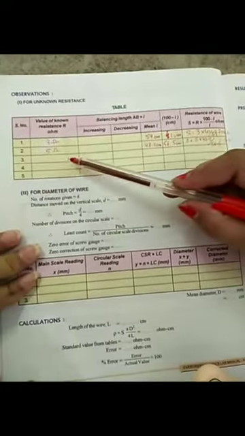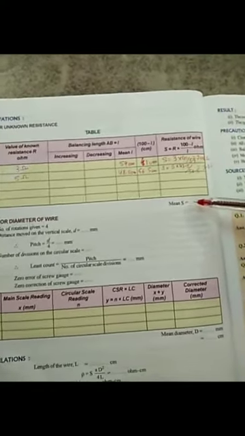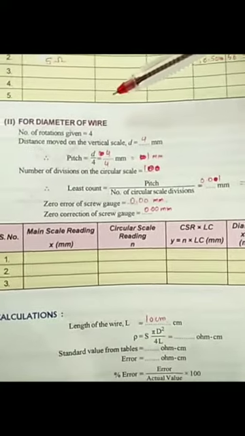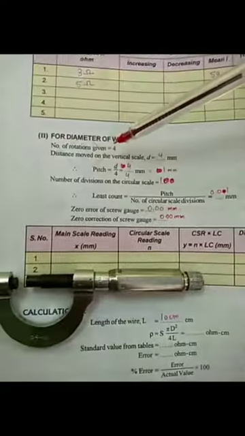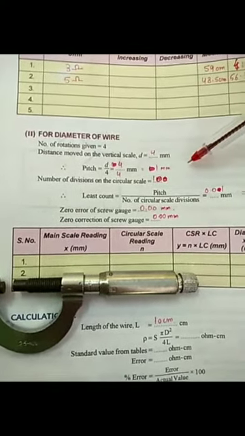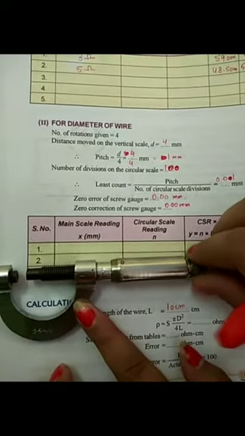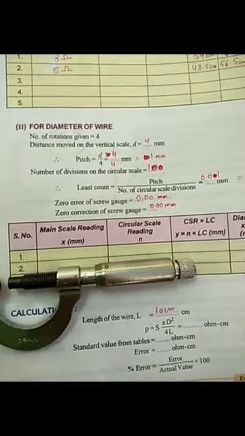Similarly, we can calculate the other values of the unknown resistance S, and hence at the end we will take the mean value of S. Now we need to calculate the diameter of the wire used. Number of rotations given to this screw gauge is 4. Distance moved is 4 mm, so its pitch will be equal to 1 mm. Now number of divisions in this circular scale is 100. So least count will be equal to 0.01 mm.